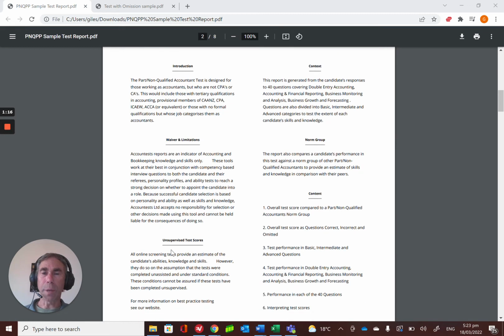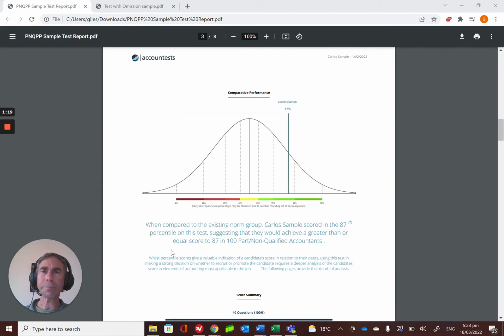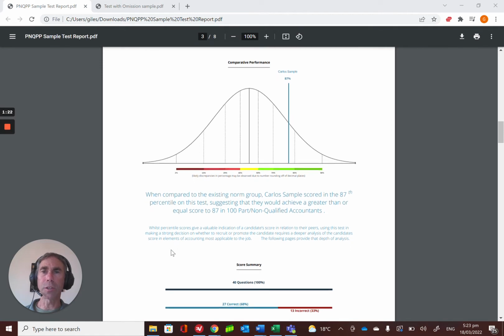The next page gives you some background, which I'll leave you to read on your own. The page after that is, I guess, the key page. So this shows you where your candidate sits on the bell curve of all the other candidates who are in our norm group. So in this case, Carlos scored 27 out of 40, and that put him on the 87th percentile, which means that he's better than 87 out of 100 part qualified accountants in our norm group, not as good as 13 out of 100. And you can see at the bottom, he achieved that by getting 27 questions correct, 13 incorrect. The tests are quite hard, so the midpoint for many of the tests is around 21 out of 40, so the top of the bell curve.